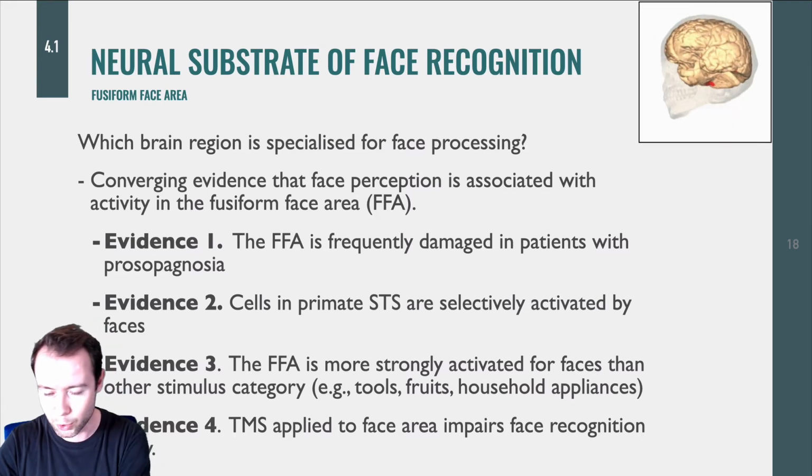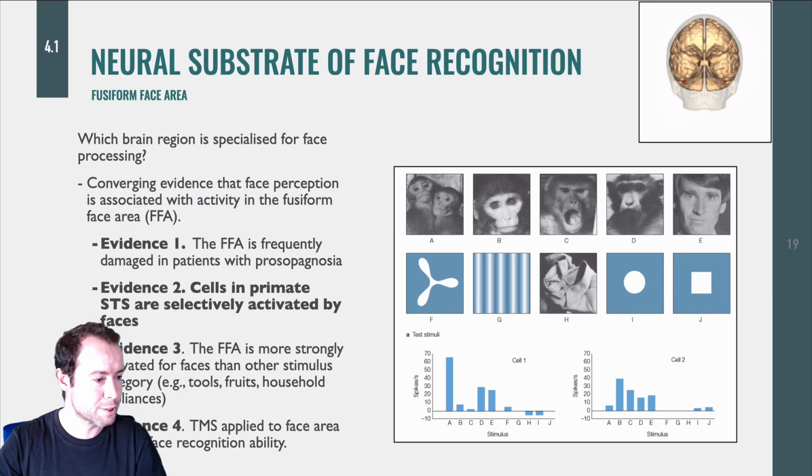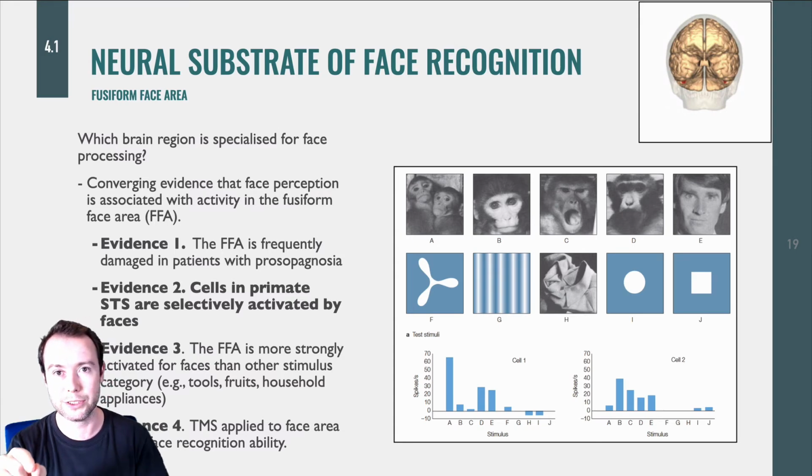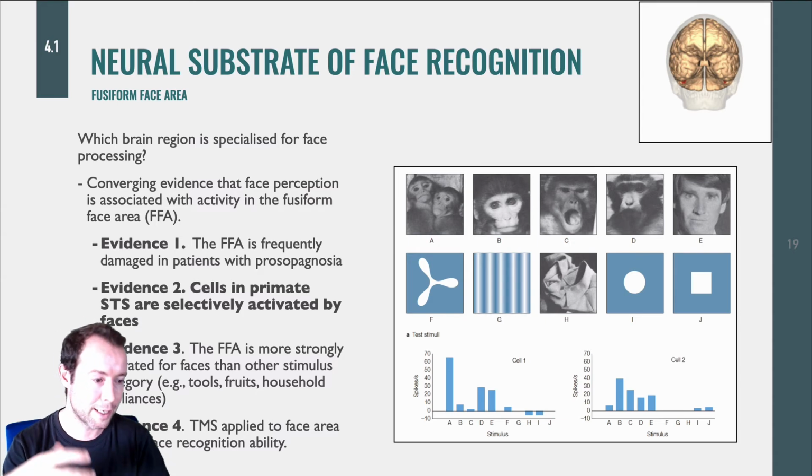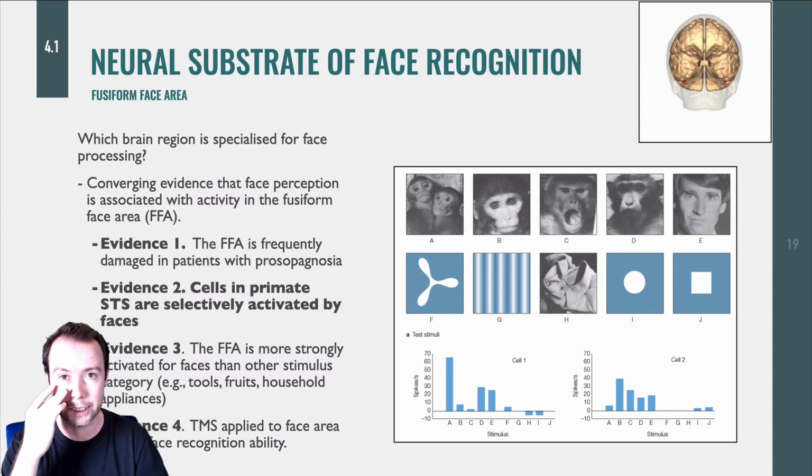So that's evidence one. We also have evidence from single cell recording in primates: if you sample cells in the superior temporal sulcus, a region that overlaps with where the fusiform face area would be in humans, you get cells that seem to be selectively tuned to respond to the presentation of faces as opposed to any other stimuli.